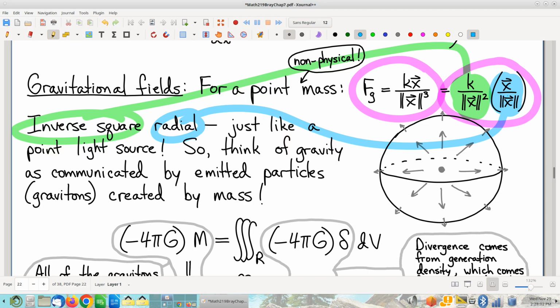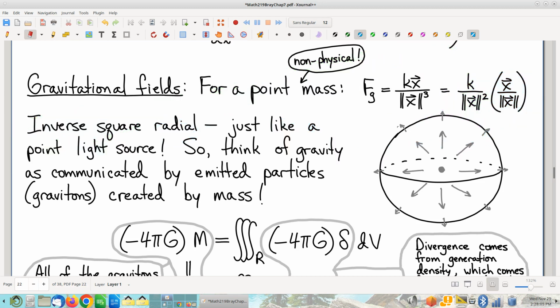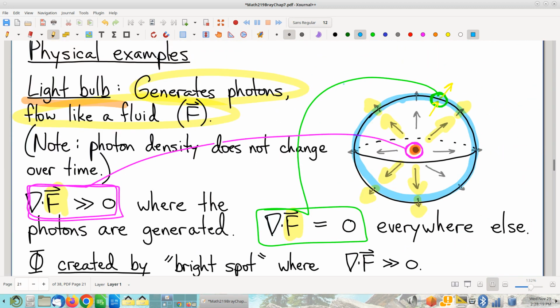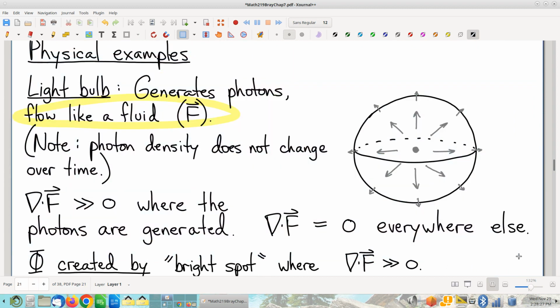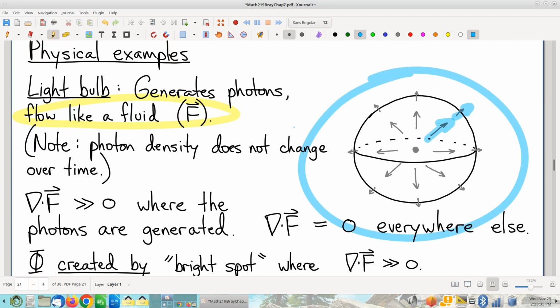Now, here's what I want to say. The last thought I'm going to leave you with on this is that this formula, this inverse square radial formula for the gravitational field, believe it or not, is exactly what this photon flow field looks like. Oh gosh, hang on, let me try to delete all this. This photon flow field here, this is inverse square radial. So, okay, well, what a nice coincidence.